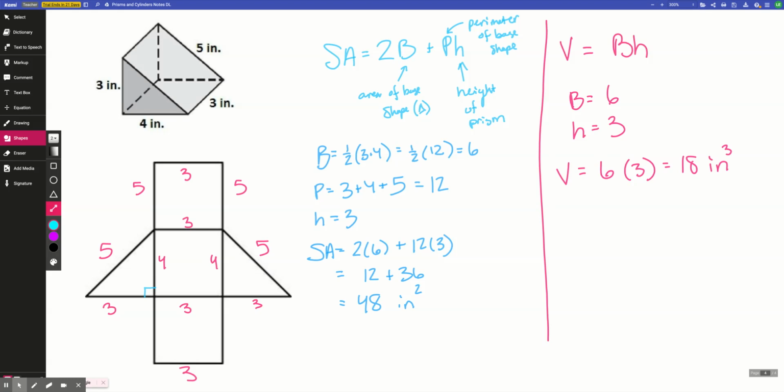Okay. Then for volume, much simpler, especially because you did most of the heavy lifting with the surface area. Volume is just capital BH, area of the base shape times the height of the prism. Area of my base shape is 6, which I got from the previous calculations from surface area. Height of the prism is 3, which came directly from the problem. So 6 times 3 is 18, and then I have inches cubed here, because I'm dealing with the volume.